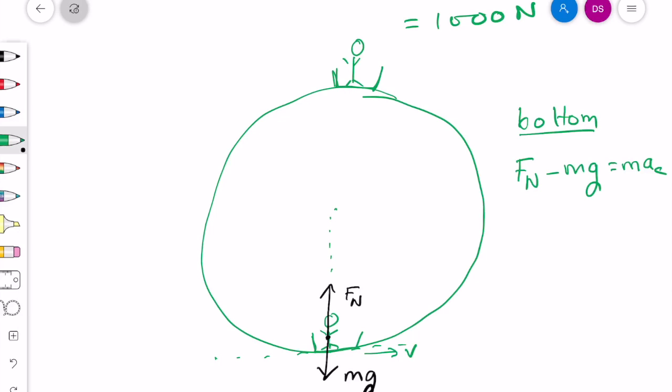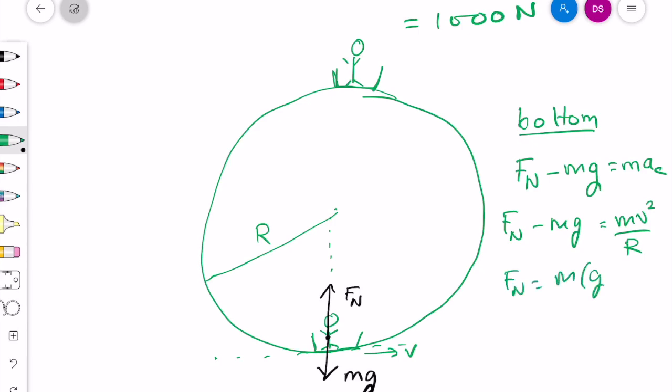So we can just plug in the form for a_c, which is v squared over r. So Fn minus mg is equal to mv squared divided by r. R is the radius of the Ferris wheel, the radius of the circular path. And so from here you can solve for Fn. So Fn is equal to m times g plus v squared divided by r. Okay.